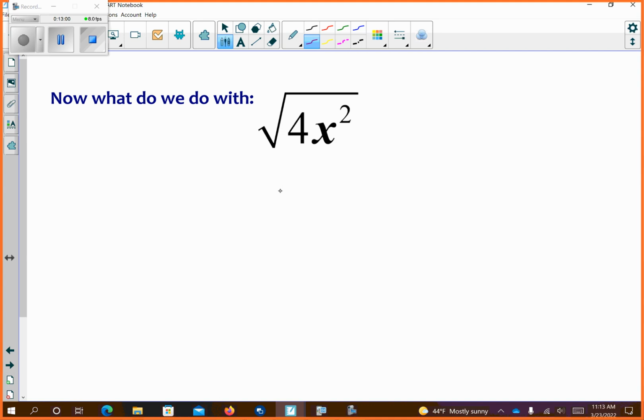What do you think? 2x is exactly right. Good job. So how did I get 2x? Well, I took the square root of 4 to get 2. I took the square root of x squared, so I just took half of the exponent to get x to the first, or just x. That's it. Does that make sense? Caleb, make sense?